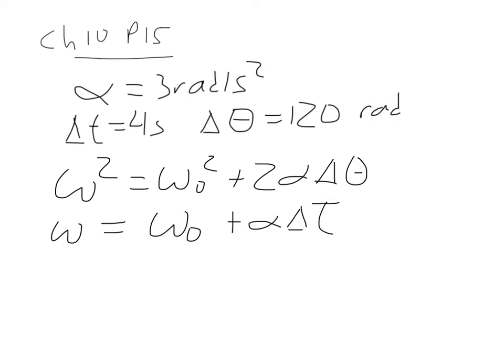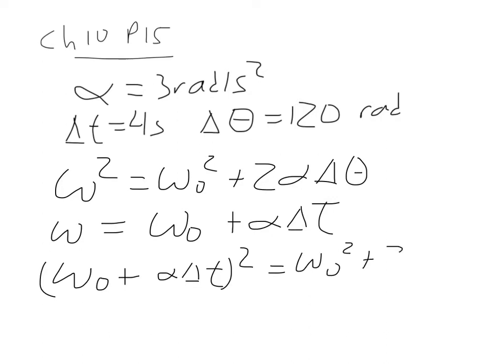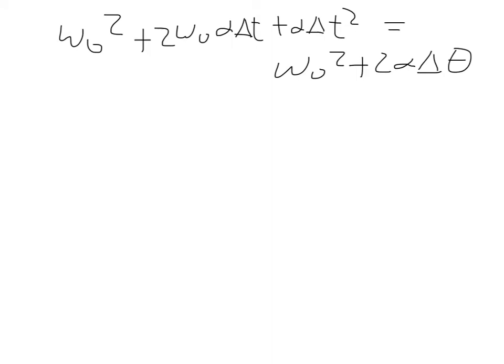So now I'm going to get a little math crazy here. I'm going to substitute the second equation into the first equation. So you're going to get omega naught plus alpha delta t, and that quantity is squared, and that's equal to omega naught squared plus 2 alpha delta theta. All I did was substitute the second equation into the first. Squaring the left-hand side gives us omega naught squared plus 2 omega naught alpha delta t plus alpha delta t squared is equal to omega naught squared plus 2 alpha delta theta.